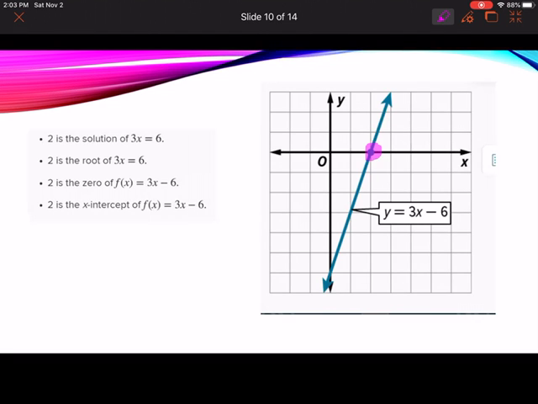It is also the root of this function. It is also the 0 of this function. And it is also the x-intercept of this function. So all these words are interchangeable. That's important to know. So when you get asked for the root, the 0, the solution, or the x-intercept, that is where it crosses the x-axis. That's what we're looking for. This is important. Make sure you star it so you know.